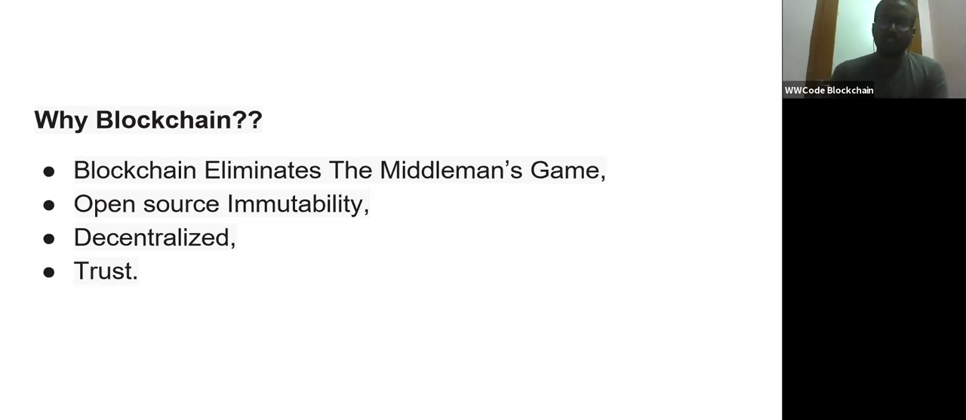It's open source data. Everyone can join the blockchain, and there is immutability. Whatever data we store in the blockchain, no one can change it.